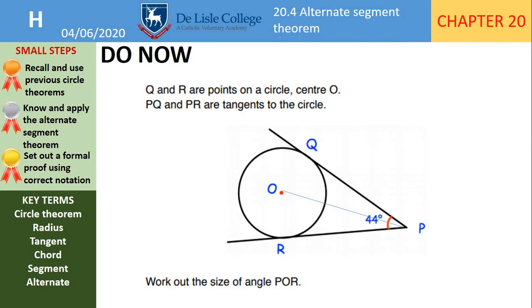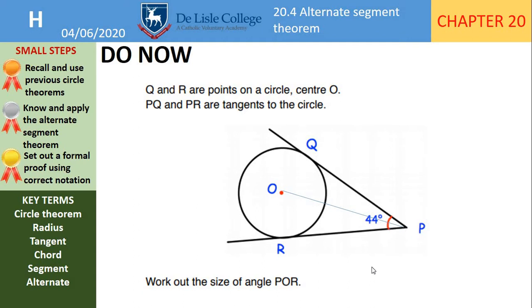So first of all, have a go at the do now question on the screen, pause the video, have a go and resume playing when you want to go through the question. So Q and R are points on a circle, so here and here, and we have centre O. PQ and PR are tangents to the circle.